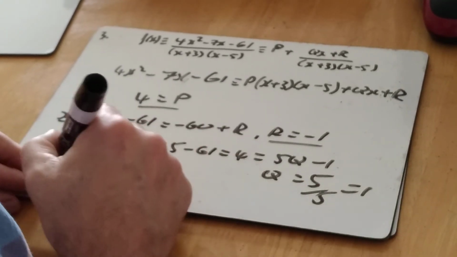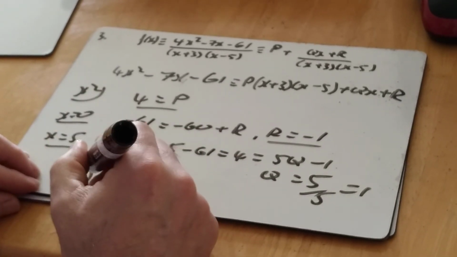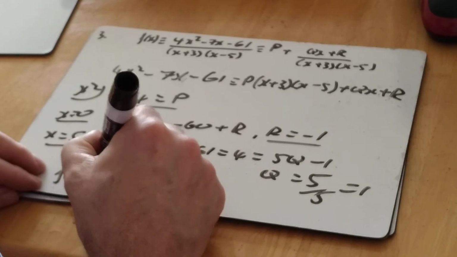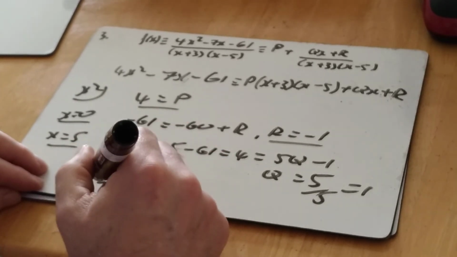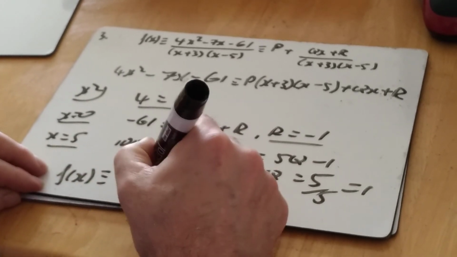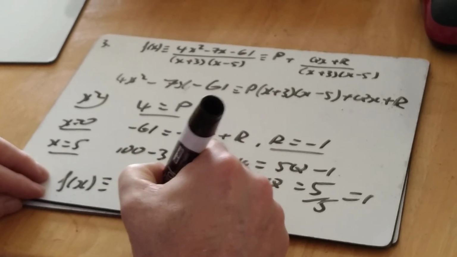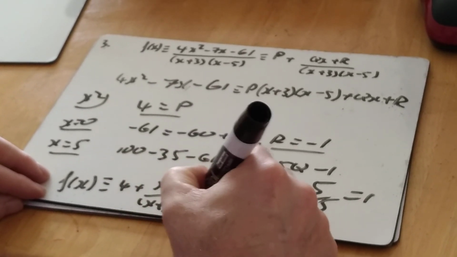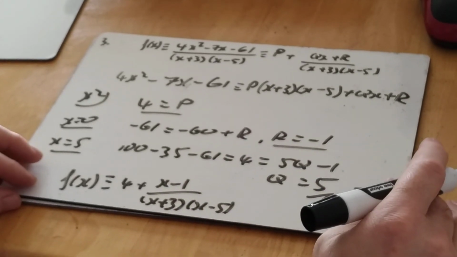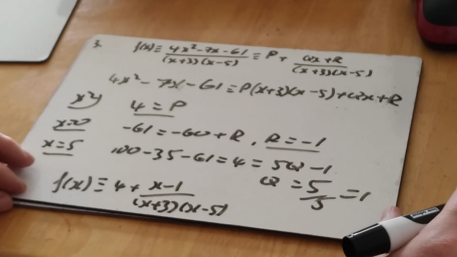equals 1. So what does fx equal then? p, q and r, got everything. 4, q is positive, r is negative, so I'm okay with plus x minus 1 over x plus 3, x minus 5. And that's the end of all those examples.